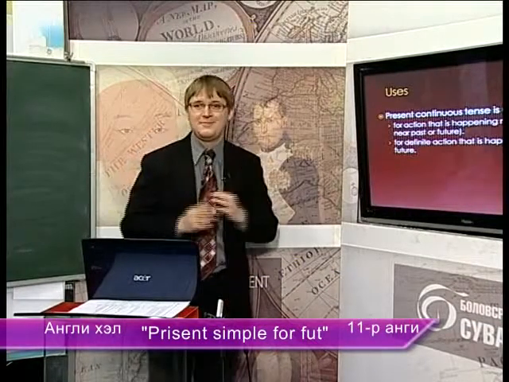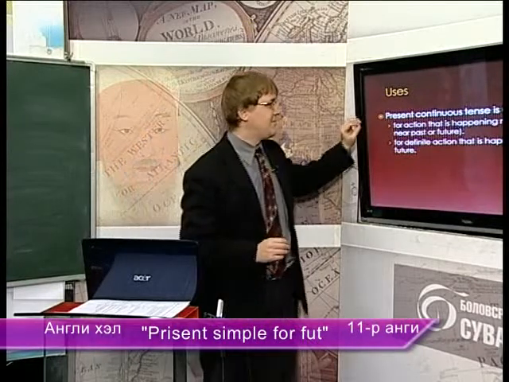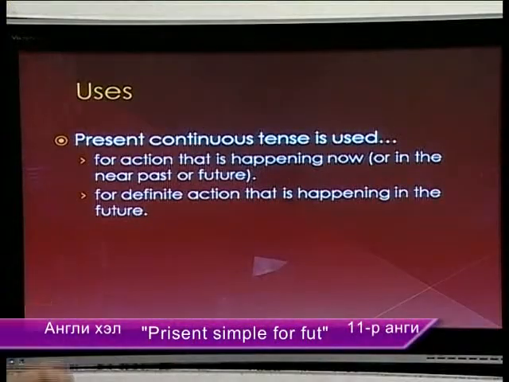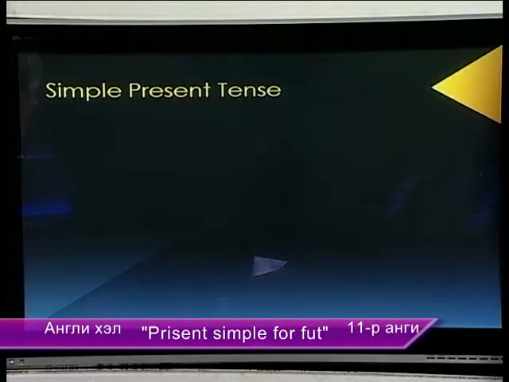How do you use this tense? This is the fun part. Simple present continuous tense is used for action that is happening now or near the point that I'm talking about. It can be in the near past or it can be in the near future. But it's somewhere near or right now. And for action that is happening in the future. All right, so we're using a present tense to talk about future events. We're going to get into that later. But those are your uses. That's how you use this tense. Now let's move on to simple present tense, or present simple, depending on where you learned.